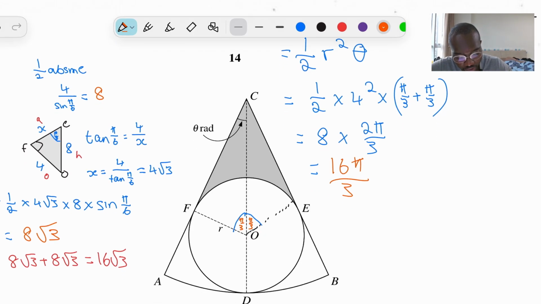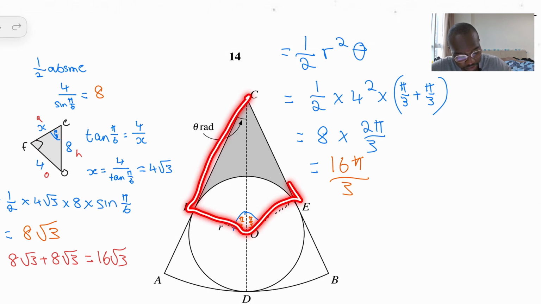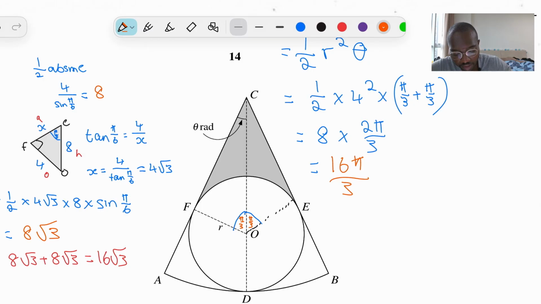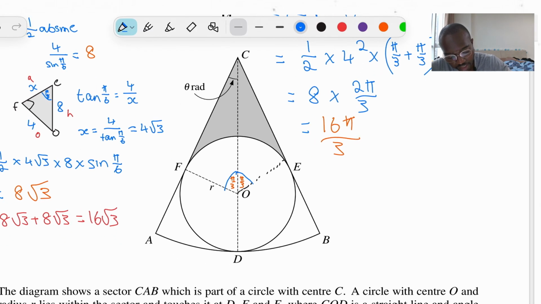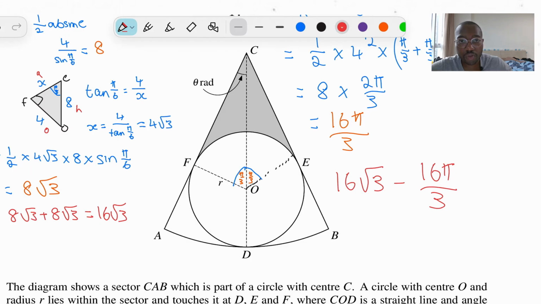Okay, so we've worked out everything now. We know this area here is going to be 16 root 3, and we know the area of the sector is 16 pi over 3. Therefore, the answer for part C would be 16 root 3 minus 16 pi over 3. And yes, you can leave your answer like that.